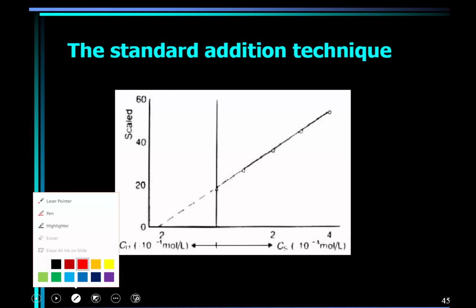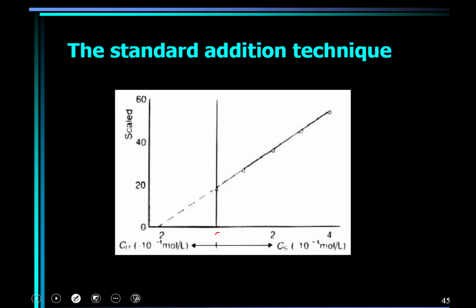At zero here, you see this is zero. Zero, you expect a response that is zero. Are we together there? But then it responds. That's telling you there is, within the matrix, something that is also absorbing. So how would you determine the correct concentration of your analyte? Remember, at zero, if there is no concentration of your analyte, something is absorbing.